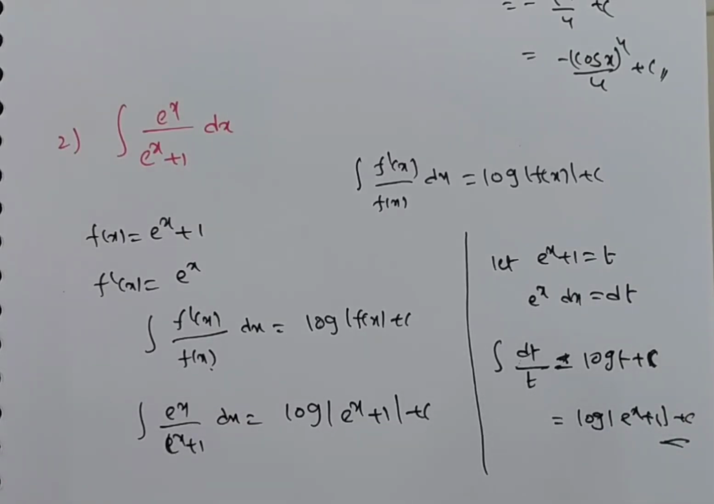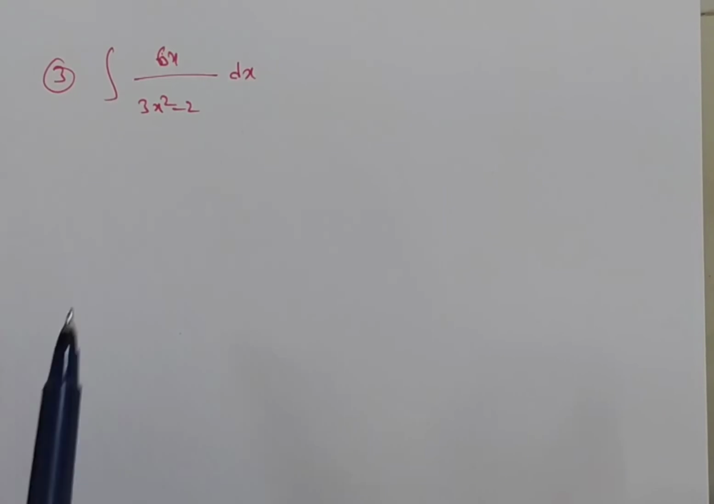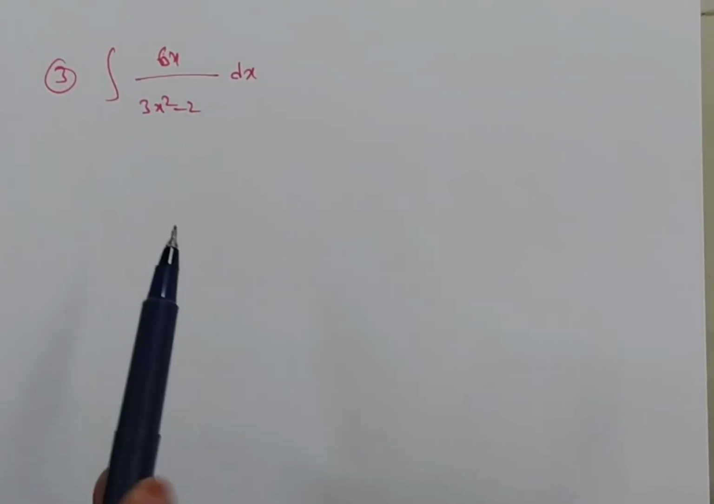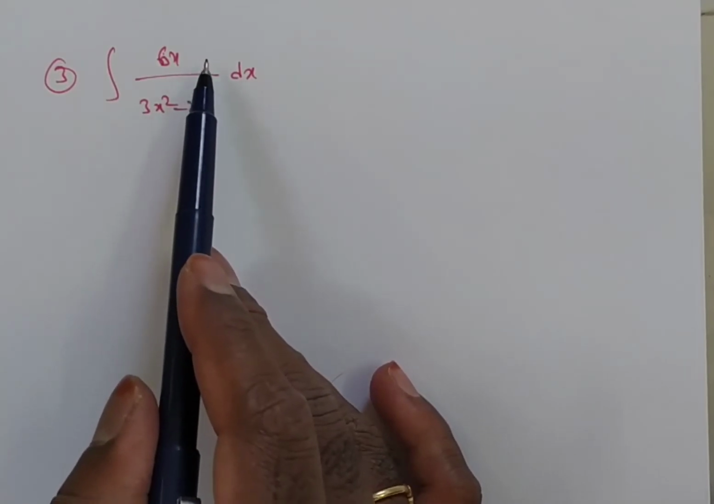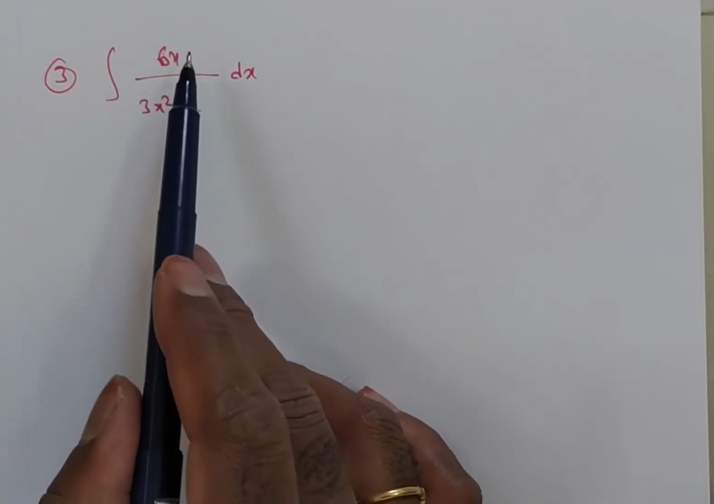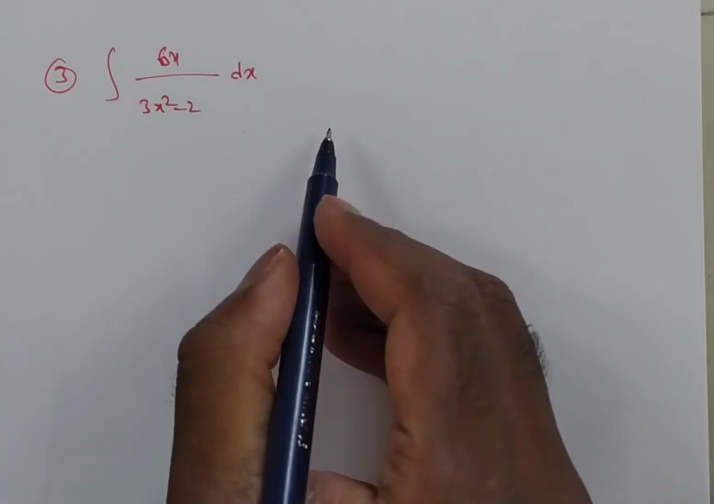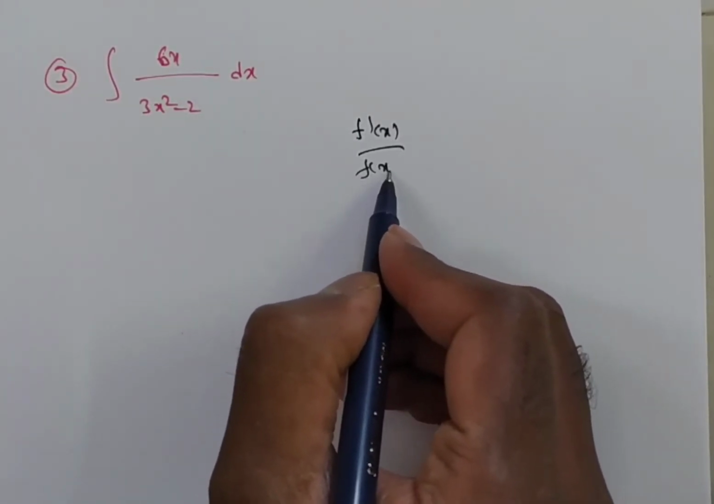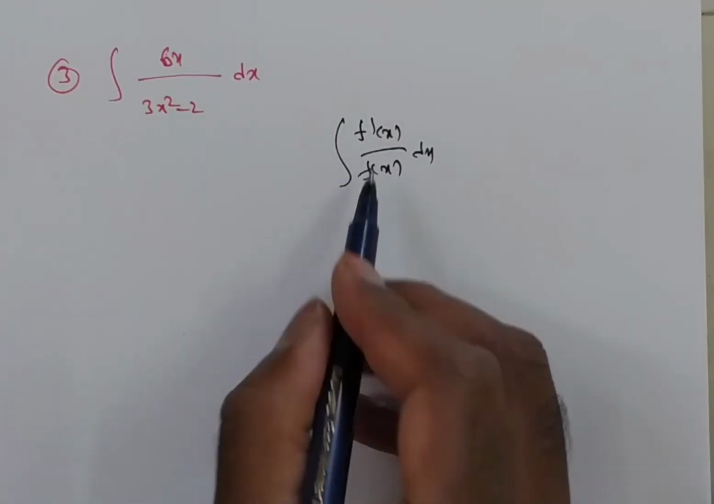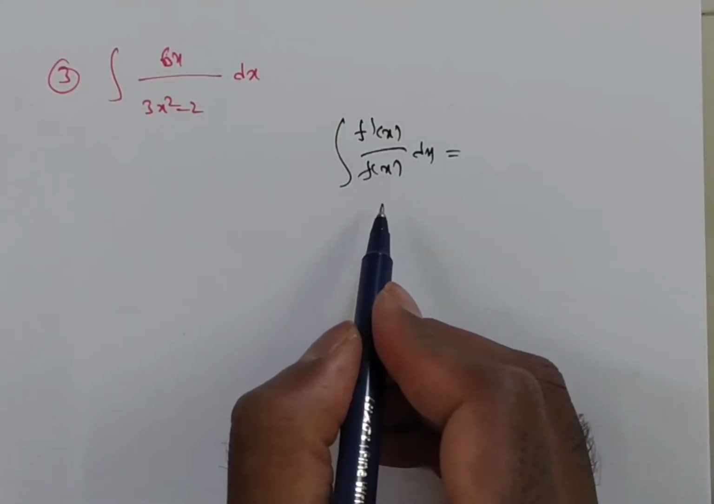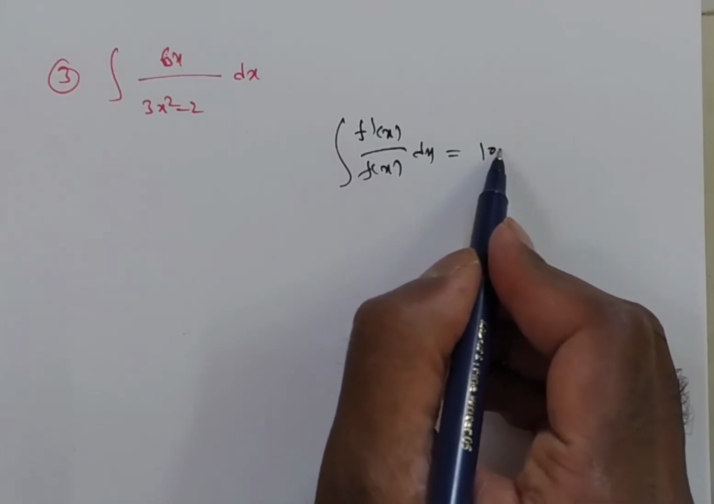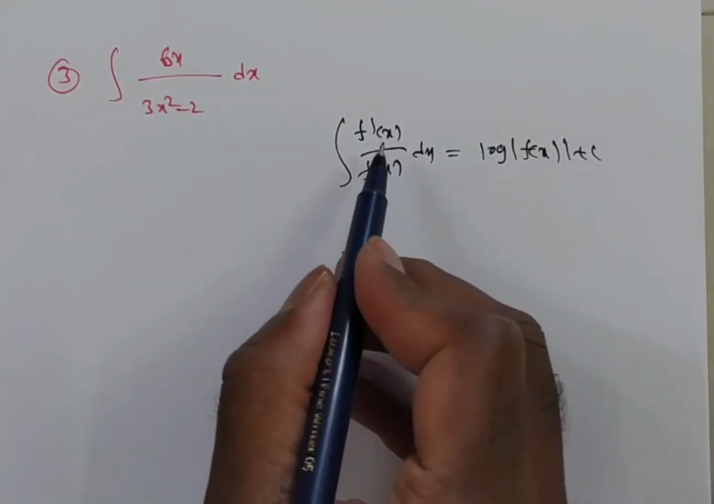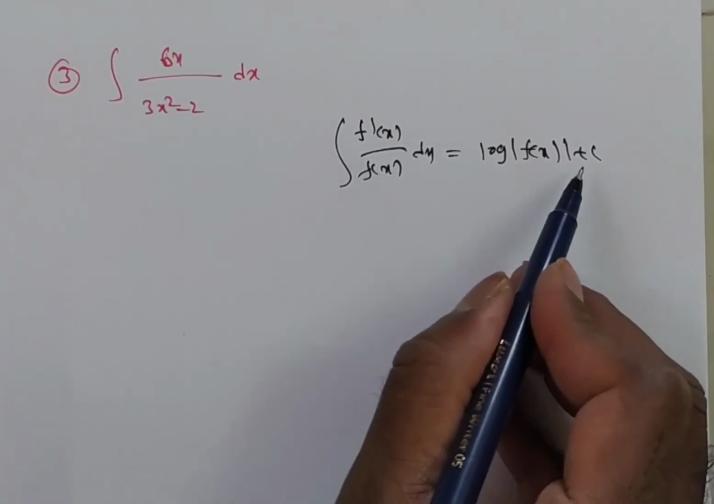Right. Now third problem. Integral of 6x by 3x square minus 2 dx. Now you observe, the integrand contains a numerator and denominator. In this case, we have to go for the substitution formula. Whenever a numerator and denominator are there, we have to verify with the integral of f dash of x by f of x dx. Nothing but if the denominator's derivative is in the numerator, then we will have log of mod f of x plus c, that is, log of denominator plus c.